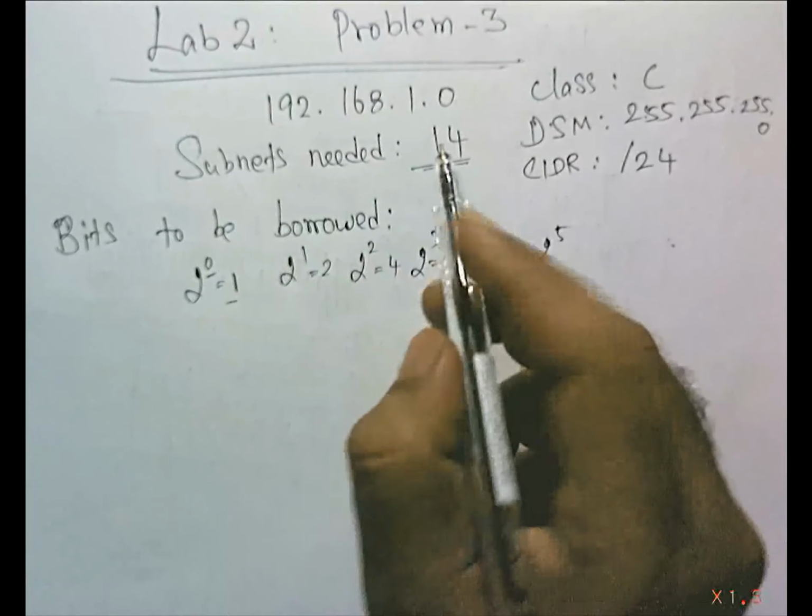Now we are going for the custom CIDR. In the custom CIDR, you can see there were already 24 bits available. We are going to borrow 4 bits. So the new CIDR, the custom CIDR, is equal to /28. Now, what is the new subnet mask, or the custom subnet mask?